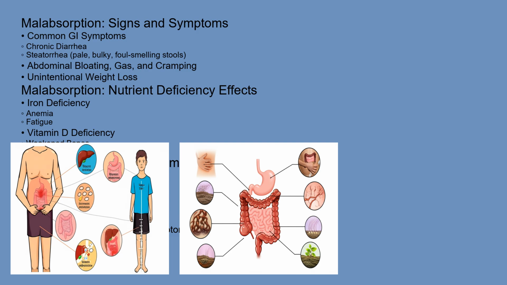Iron deficiency can cause anemia and fatigue. Vitamin D deficiency can weaken bones and increase the risk of fractures. Vitamin B12 deficiency can lead to neurological problems. Edema or swelling can occur due to protein malabsorption. Children with malabsorption may experience growth retardation. Because the symptoms are varied and can mimic other conditions, proper diagnosis is critical.